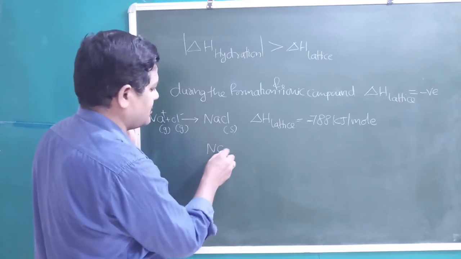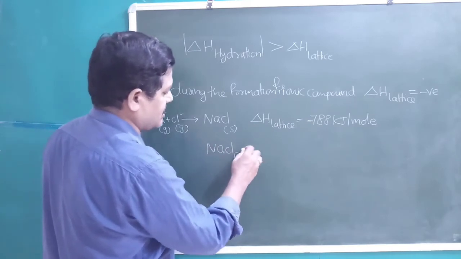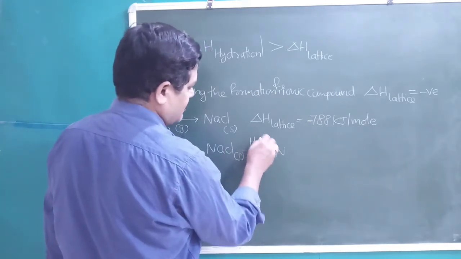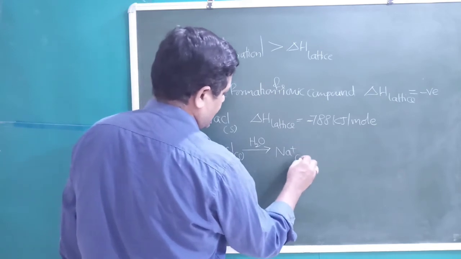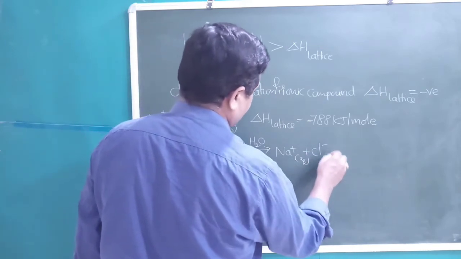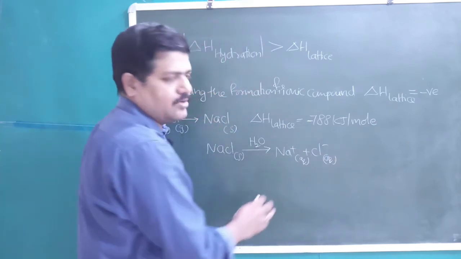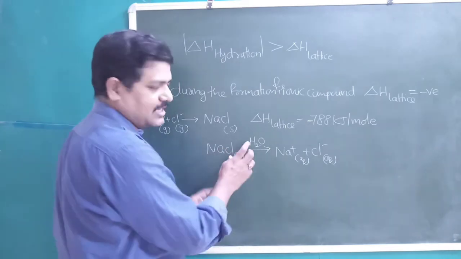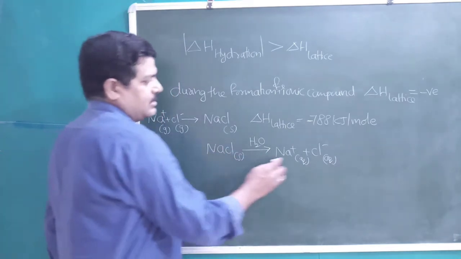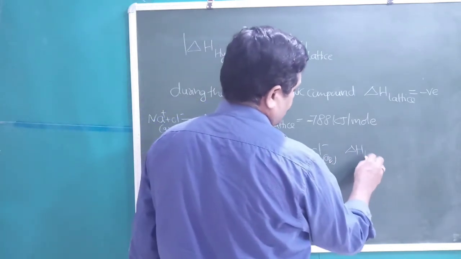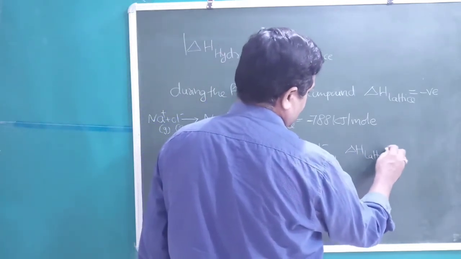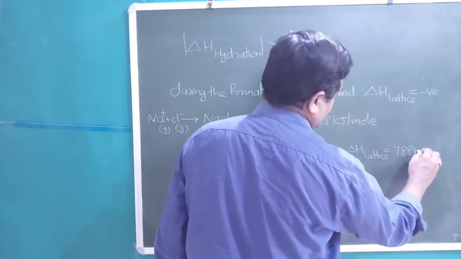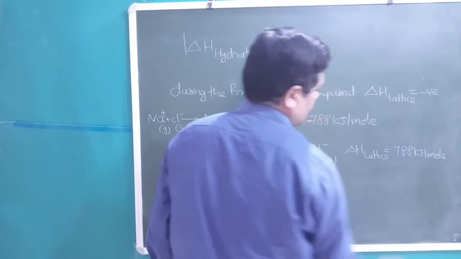Same NaCl solid, we want to dissolve it in the water. 1 mole of NaCl in the water gives Na plus aqueous plus Cl minus aqueous. During the dissolution process, we need to break those interactions between the oppositely charged ions. Then delta H lattice sign now becomes positive. Now the energy is required, that amount of energy is 788 kilojoule per mole, right?